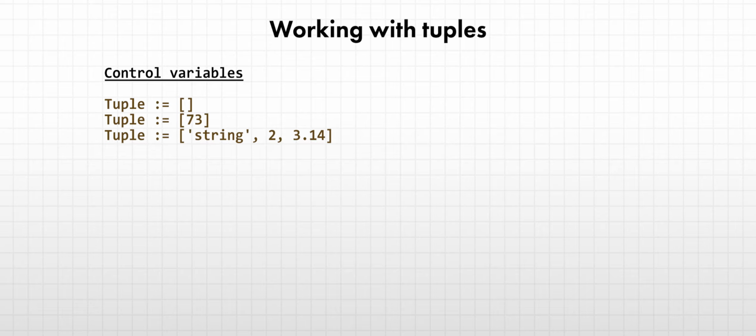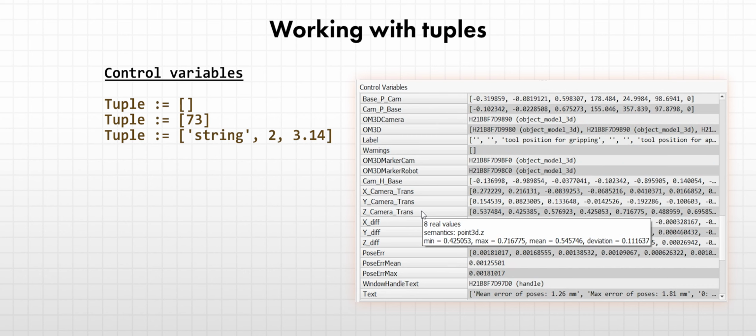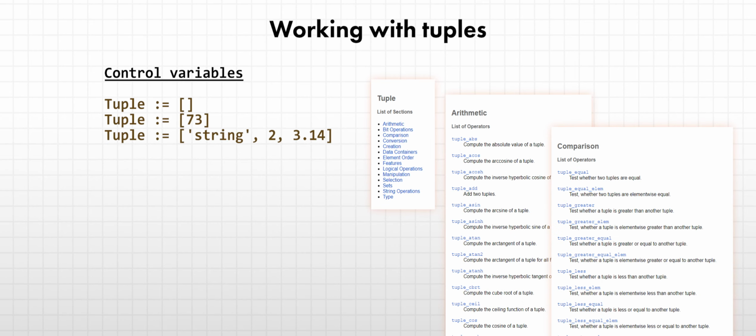The tuples that are used in your HDevelop program are listed in the variable window. Hovering over them gives you additional semantic and statistical information. HALCON offers many operators that handle control tuples. In this video, I will show you a small selection. For a complete overview, have a look at the respective chapters in the operator reference.